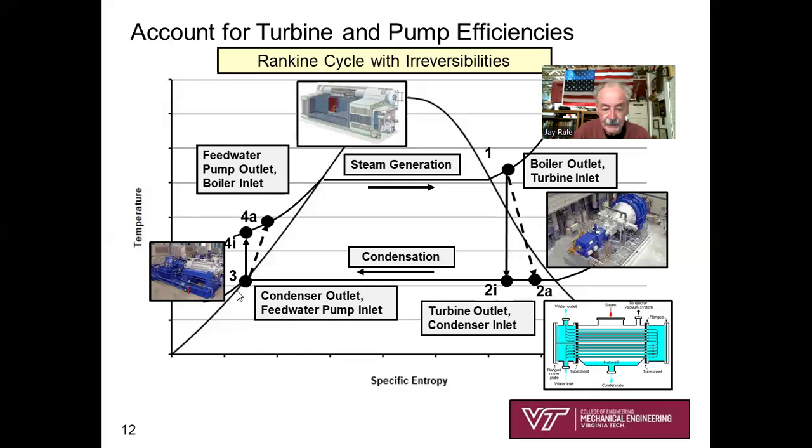Same condensation process to saturated liquid. The pump is also adiabatic, but irreversible. So do you see that state 4 is going to go a little bit to the right of 4I, because there's something irreversible going on in the pump. Okay, and so 4A will be the inlet state to our steam generator, and then we've completed the cycle again.